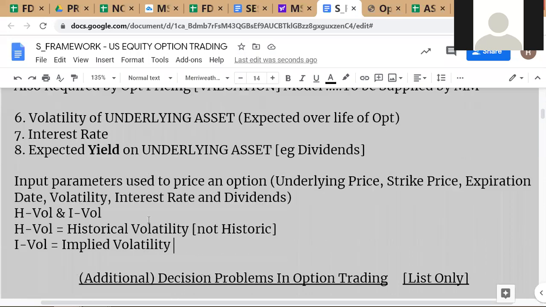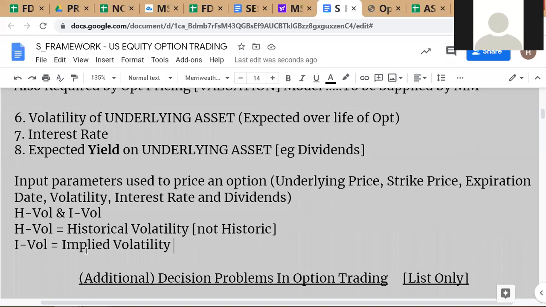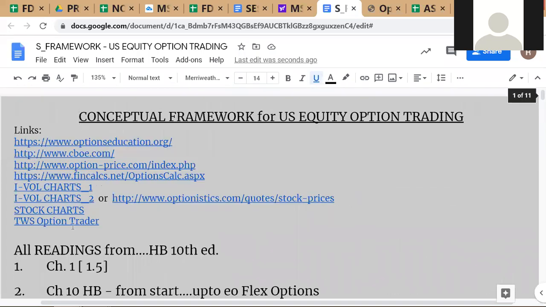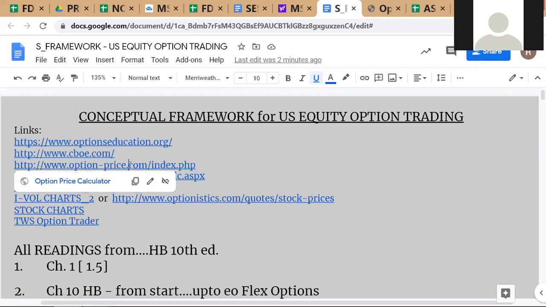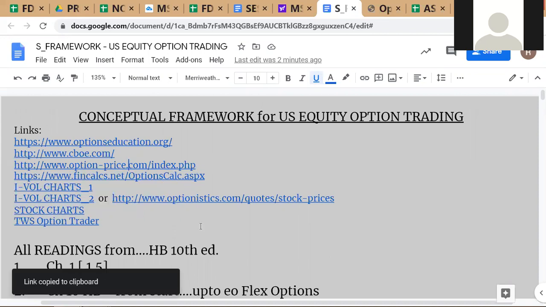Any questions here up to now, other than H vol, I vol? I'll explain what that is. Let me put some of these actually here. We can put it into our notes.